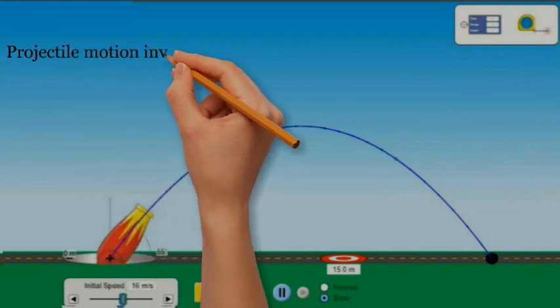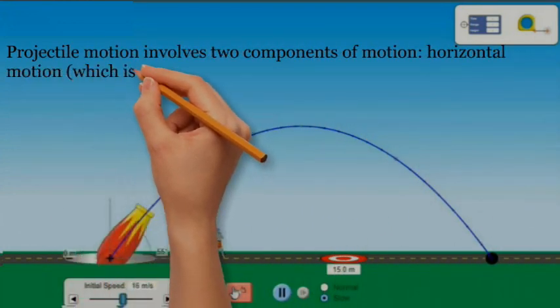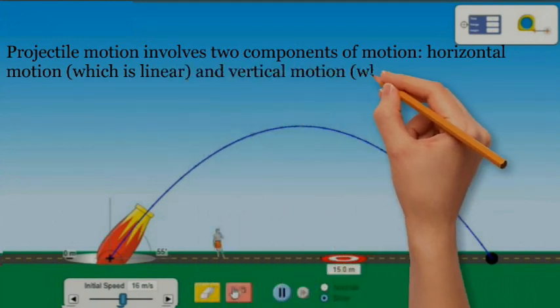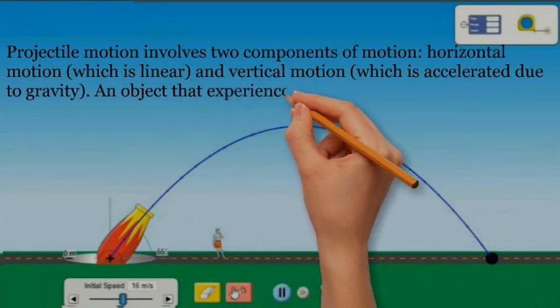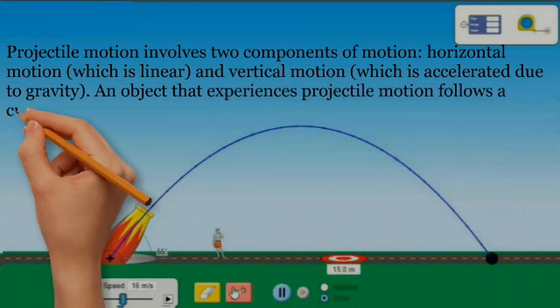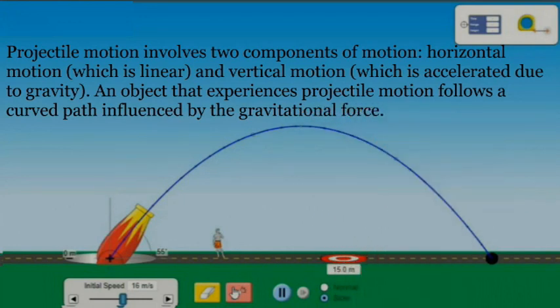Projectile motion involves two components of motion: horizontal motion, which is linear, and vertical motion, which is accelerated due to gravity. An object that experiences projectile motion follows a curved path influenced by the gravitational force.